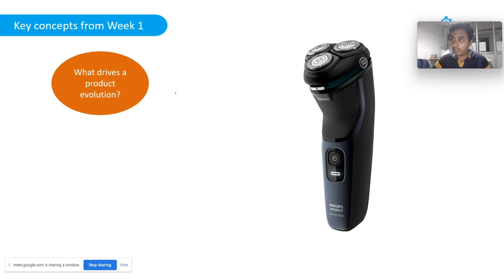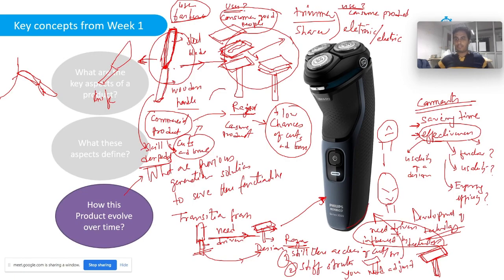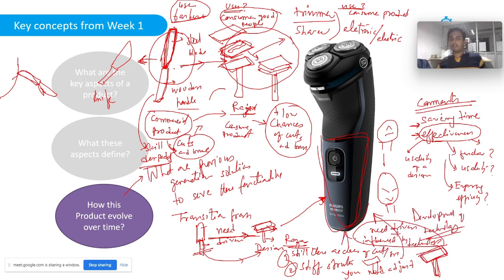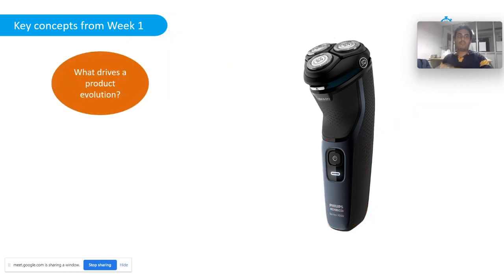Yes, grip is also a good one. Arusi told me that you can have, here there's not much grip, but here you have a more ergonomic and better grip. So that's also a valid requirement which is fulfilled by this electric razor or shaver. Okay, so what drives the product evolution?